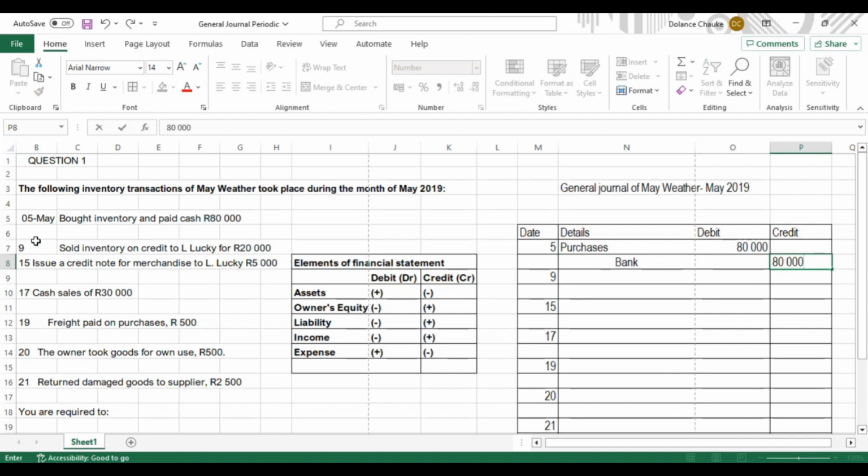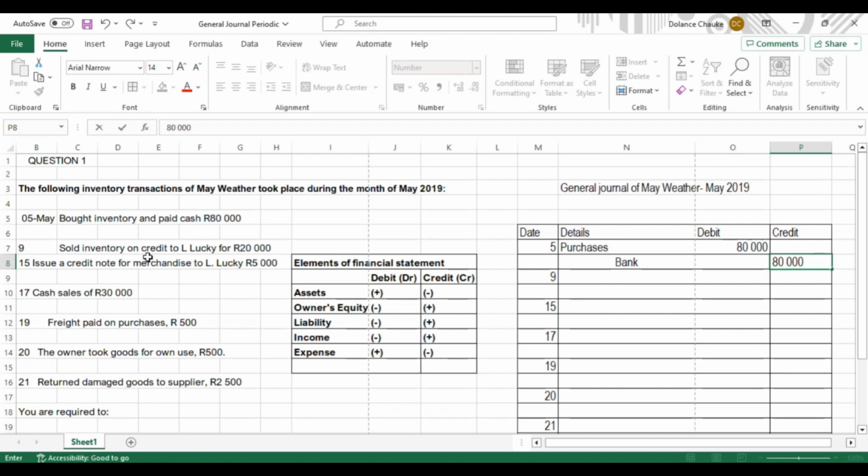Okay, and then let's go to the next transaction there. The next transaction that happened on the 9th says sold inventory on credit to L Lucky for 20,000. Okay, so the 2 accounts affected there are debtors control and sales, because we sold on credit. So the person we sell to on credit is a debtor. Okay, so that's why debtors control is affected.